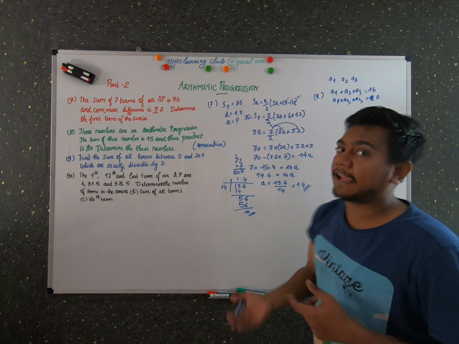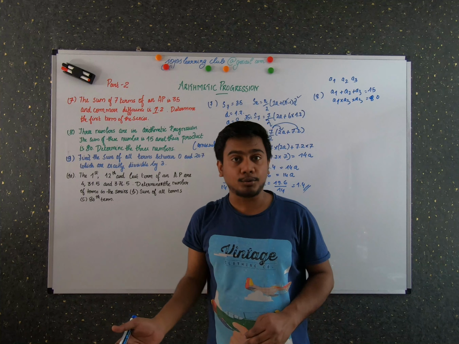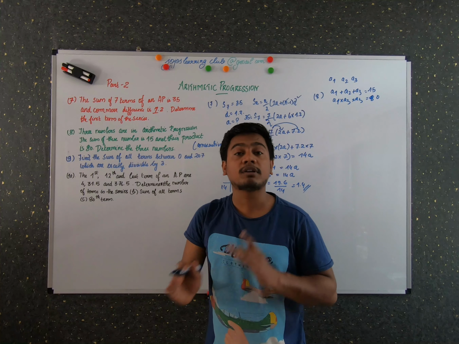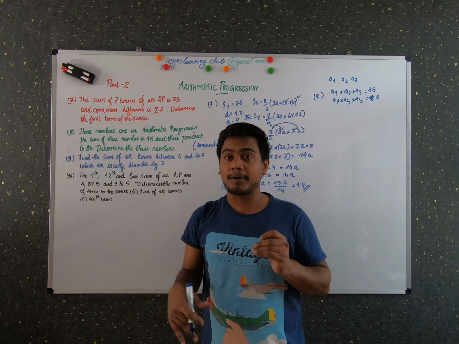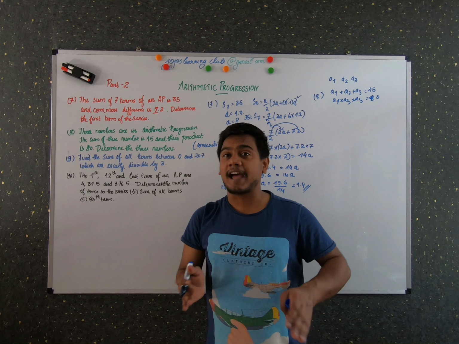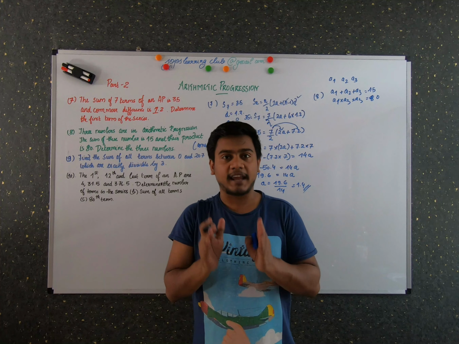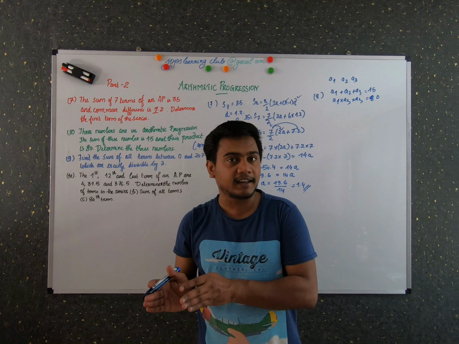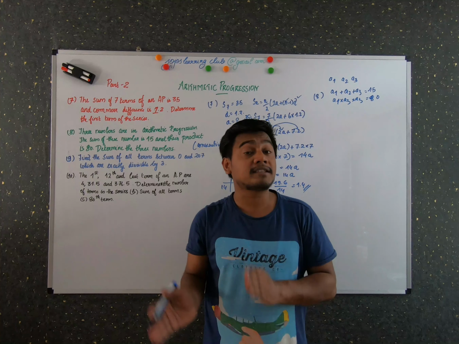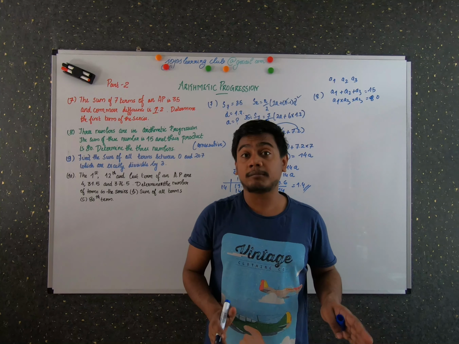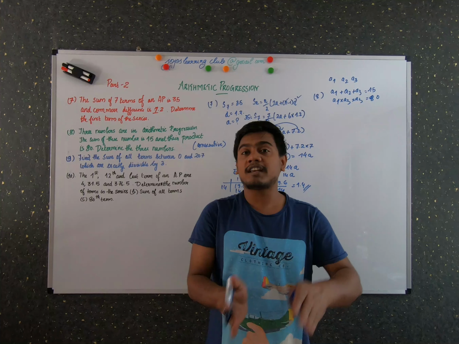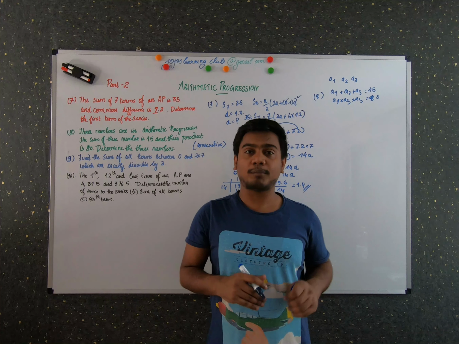You can either take a, a plus d, a plus 2d. It's also right, but it will just make your problem more complex. The best way is to take a number before a. If the first number is a, then the second number is a plus d. So if the second number is a, what would be the first term? You just have to subtract d from it.